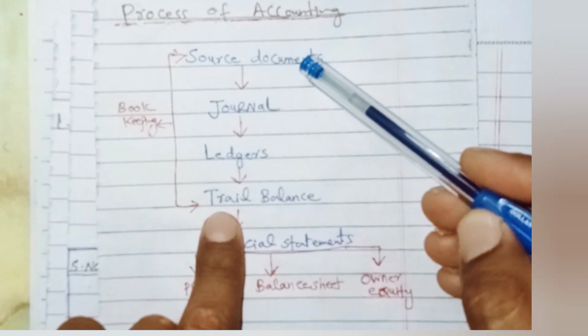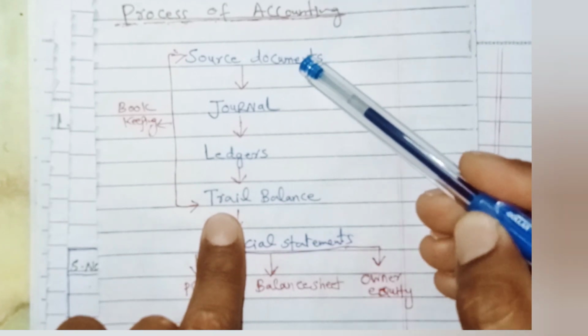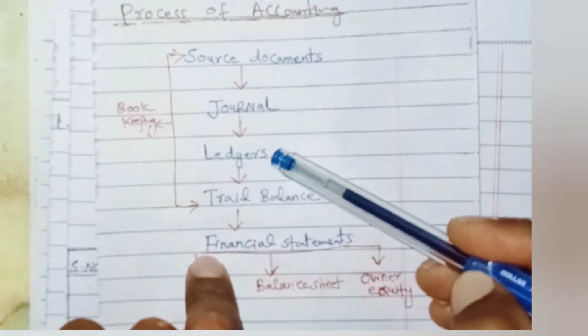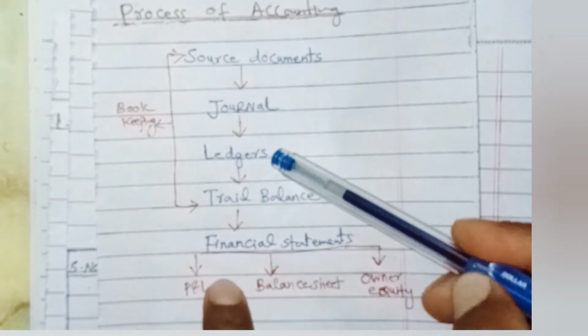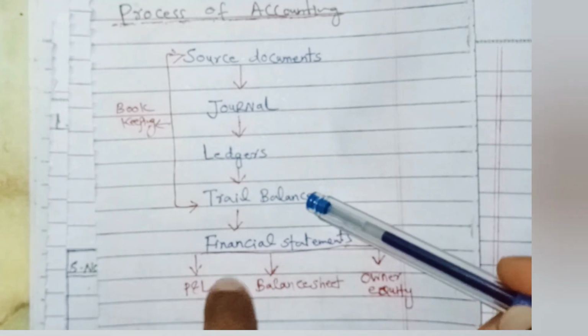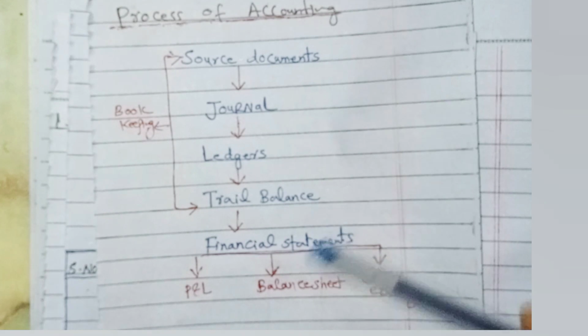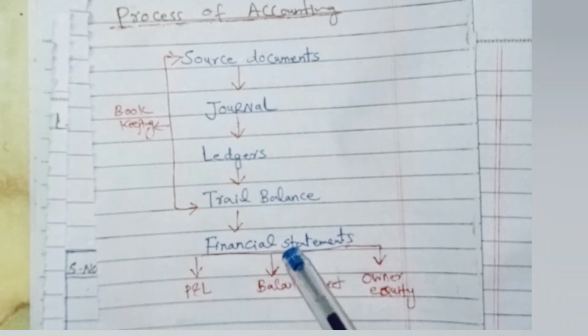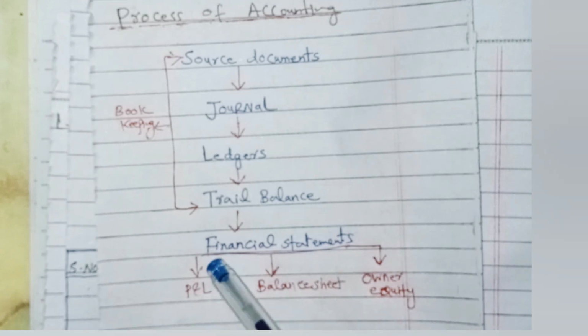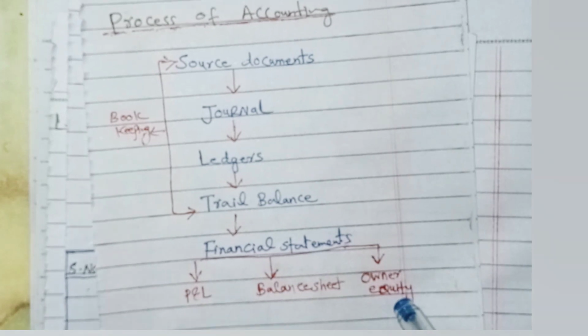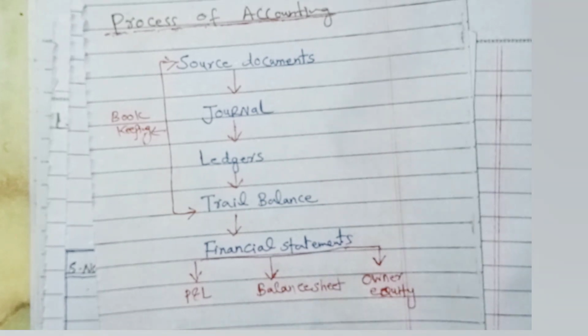First of all you have a source document. From source document you will prepare the journal. From journal you will make the ledger. From ledger you will make the trial balance. And from trial balance you will make the financial statements. Okay, what are the financial statements? Financial statements means profit and loss statement, balance sheet and owner equity. I will explain with you one by one.